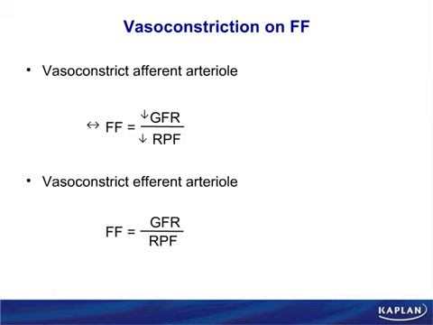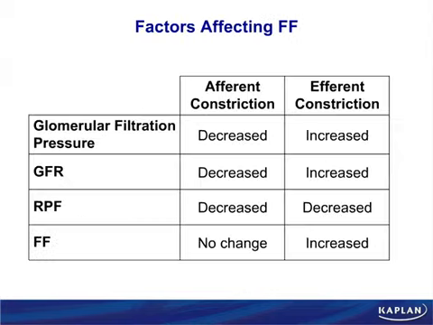Now let's go to the efferent arterioles. If you vasoconstrict the efferent arterioles, what do you do to the GFR? That's right, you increase the GFR. What do you do to the renal plasma flow? That's right, you decrease the renal plasma flow. The filtration fraction increases. So when you vasoconstrict the efferent arterioles, you increase the filtration fraction. That's an important concept. So this table summarizes what we just spoke about, vasoconstricting the afferent versus efferent arterioles.